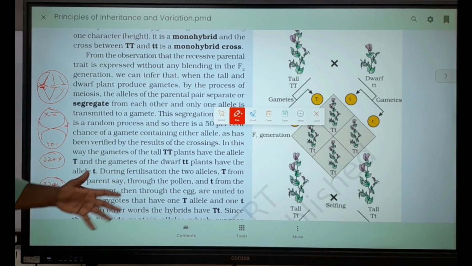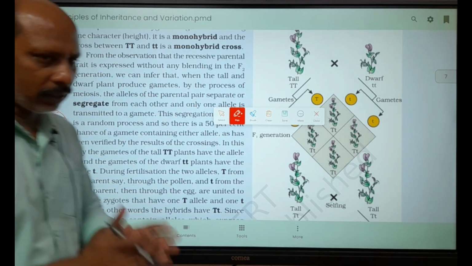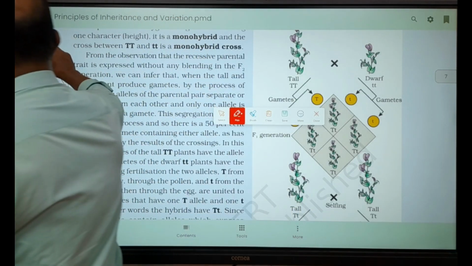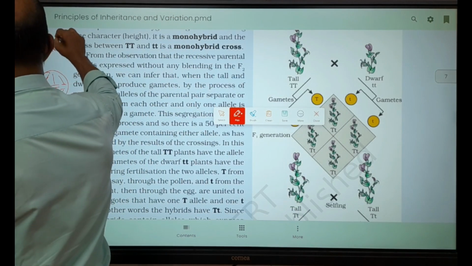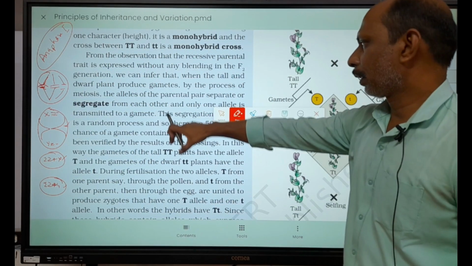I think it is also explained somewhere else, right? So two types of gametes are formed. These two types mean differentiation. That means the separation of chromosomes occurs in anaphase I. That is given here.